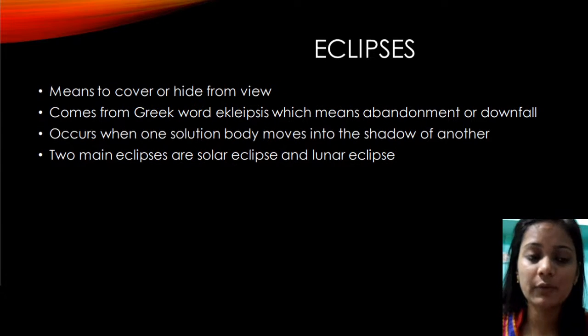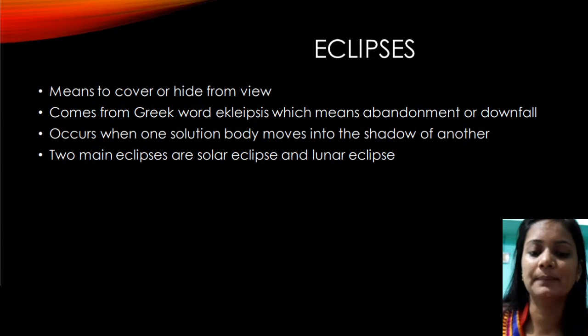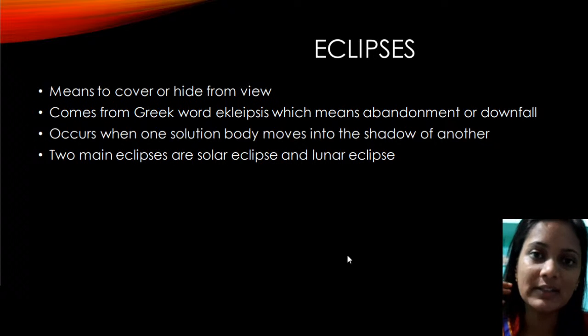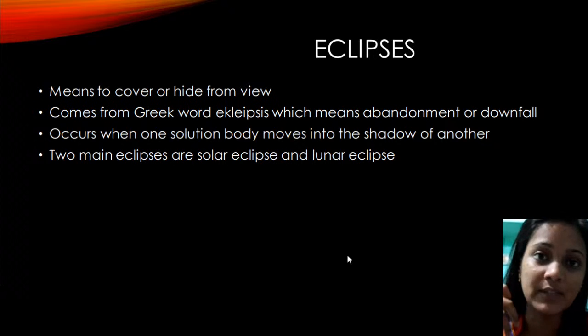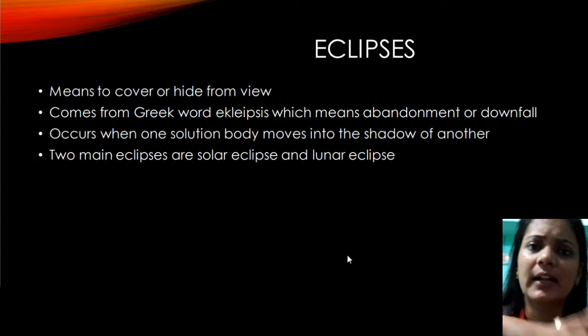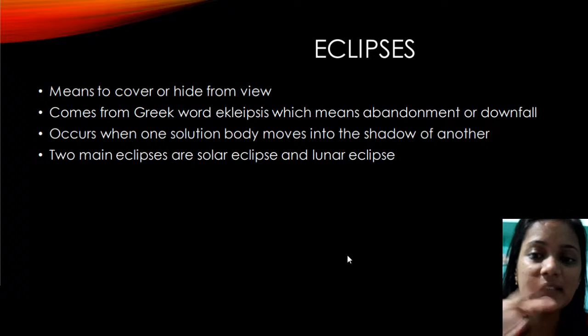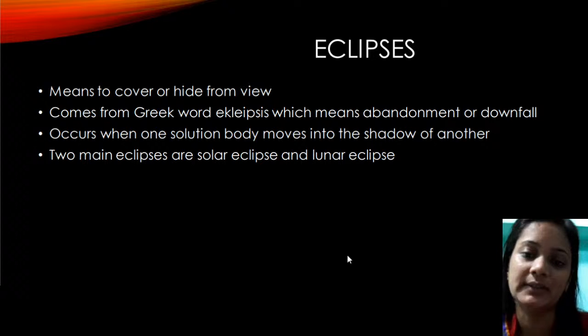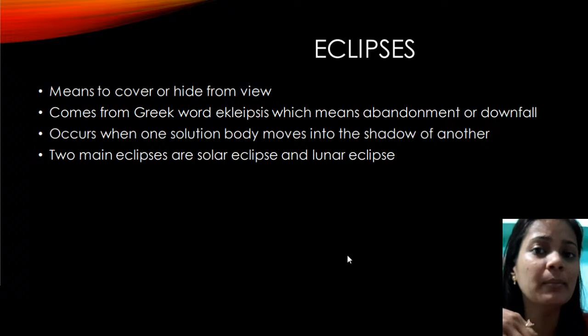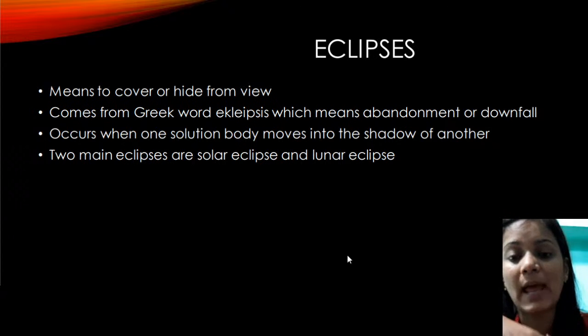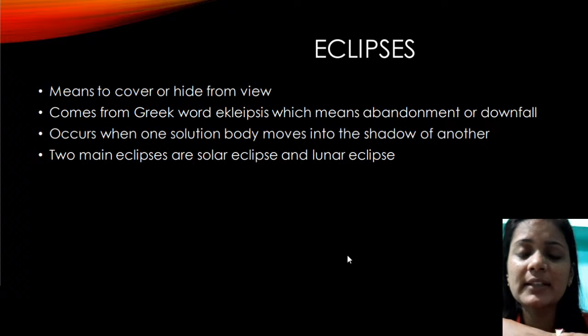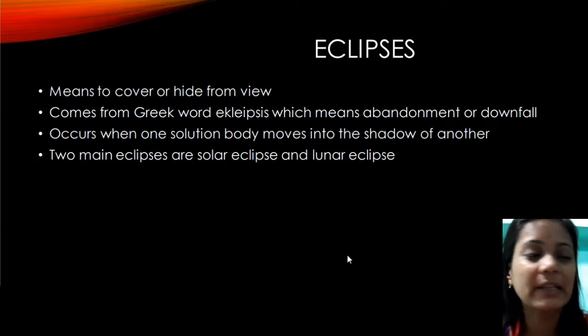First of all, we need to understand what we mean by eclipse. Eclipse means to cover or to hide from view. If you are able to see something and somebody covers that thing, that is called eclipse. This word is originated from the Greek word eclipses, and it means abandonment or downfall. Abandonment means something is declining, something is hiding, or something is vacant.